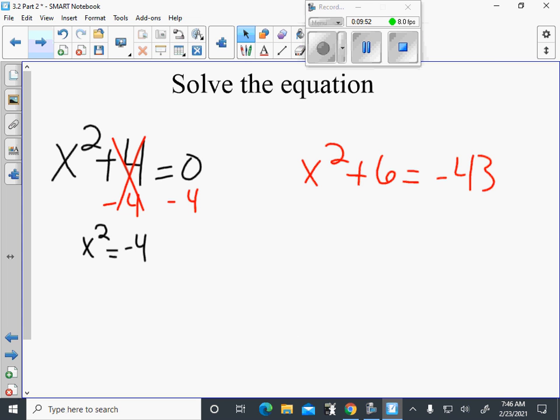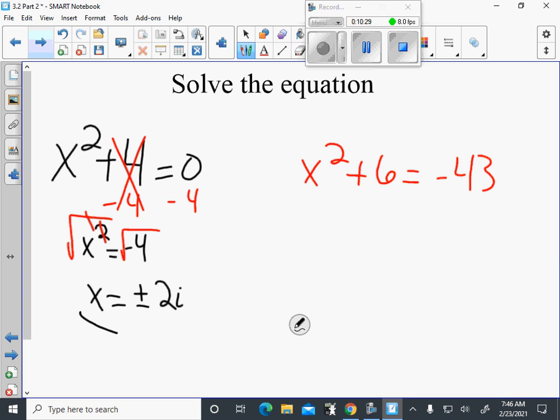Solve for x. Well, to get rid of that square, we have to take the square root of both sides. We are left with x is equal to, okay, this is where it gets a tad confusing. Remember, when we have to solve for x, we're always left with a plus or minus, or positive or negative, answer. Okay, so plus or minus. What's the square root of 4? It's 2. What's the square root of negative 4? Well, it's 2i. Okay, so that is our final answer.